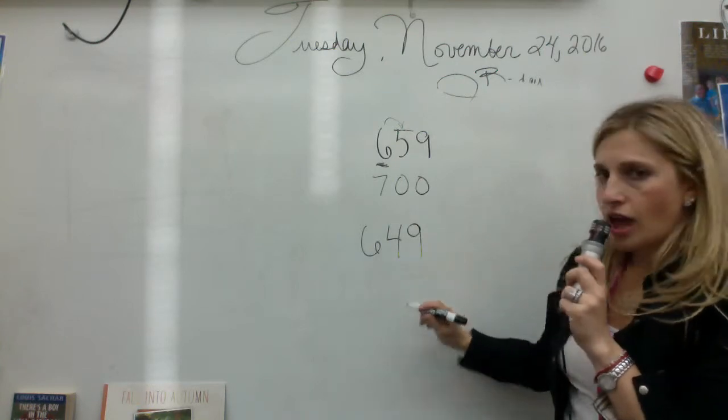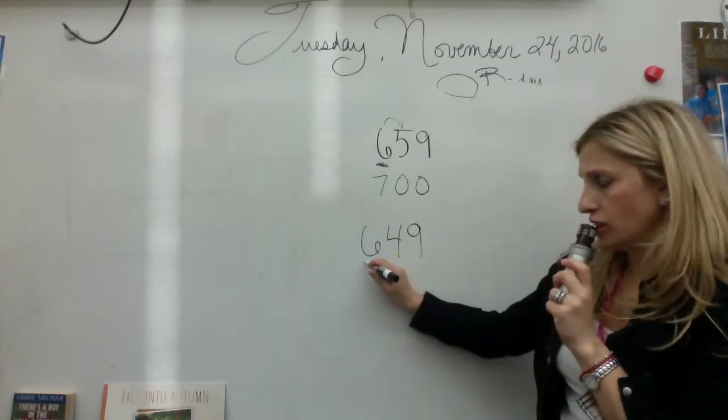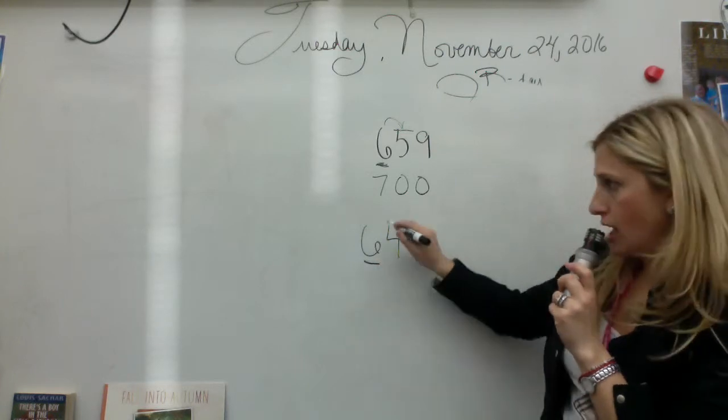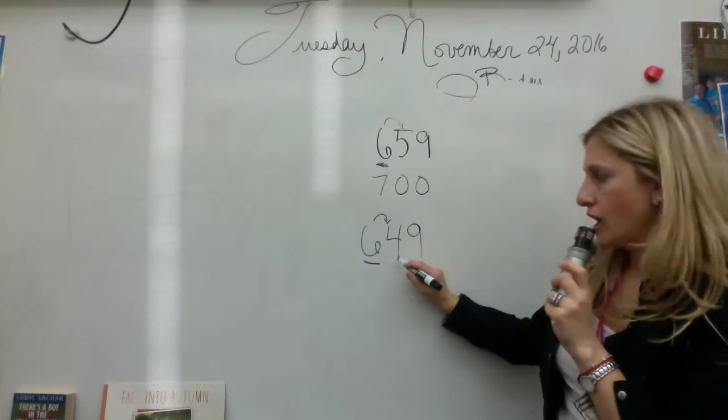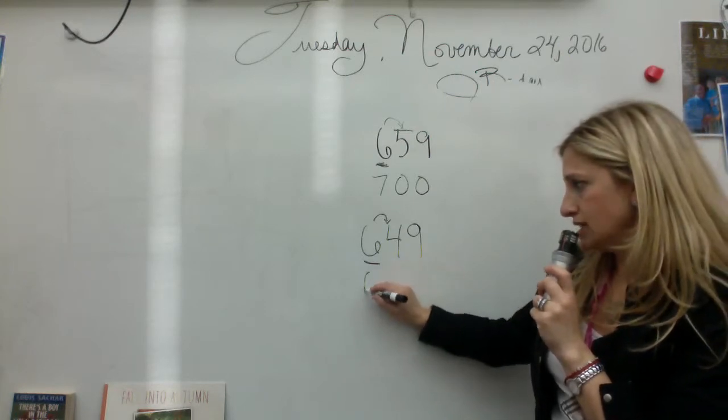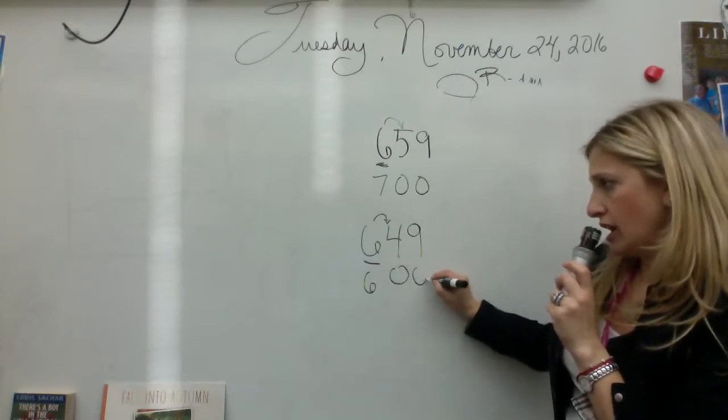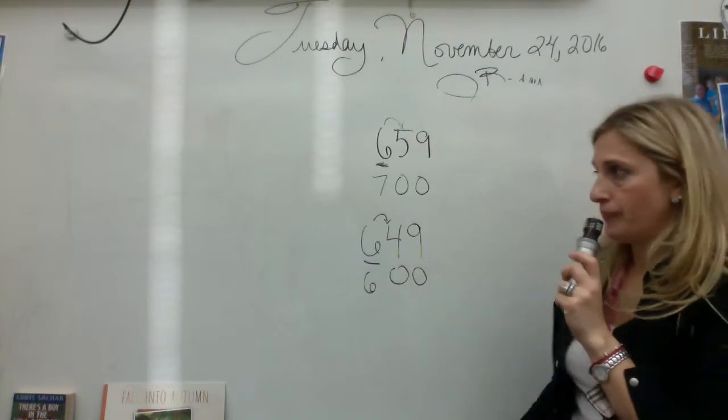If the number is 649, again, I need to underline the digit in the hundreds column. I look to the right. This is less than 5. So the 6 remains the same, and everything else becomes a 0.